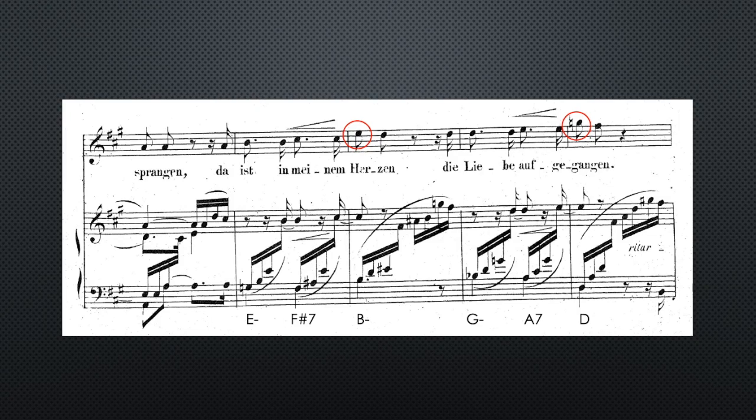And you can imagine, just like with the first example, that if I made these unaccented, they would no longer be appoggiaturas. They would be, in the case of Herzen at least, and I think aufgegangen as well, just sevenths. It's in that chord from the previous beat. Herzen is the seventh of that F sharp minor, that F sharp 7 chord, F sharp dominant 7th. So it would actually go something like.